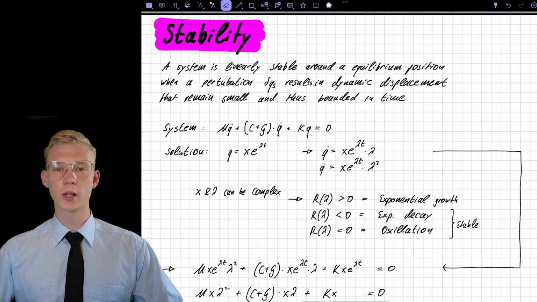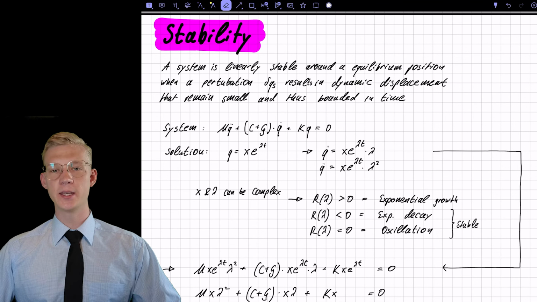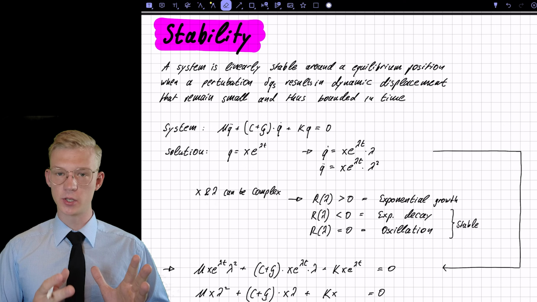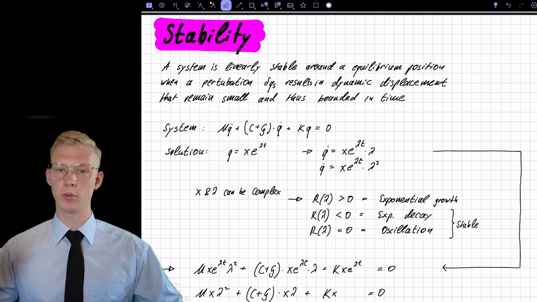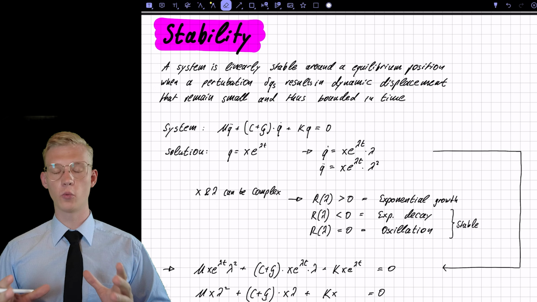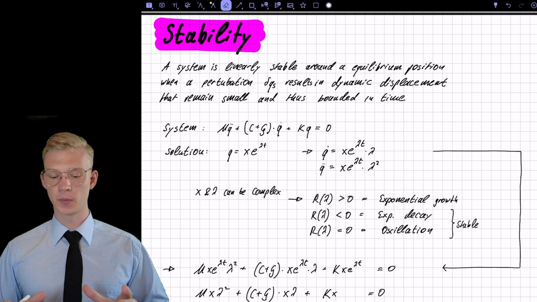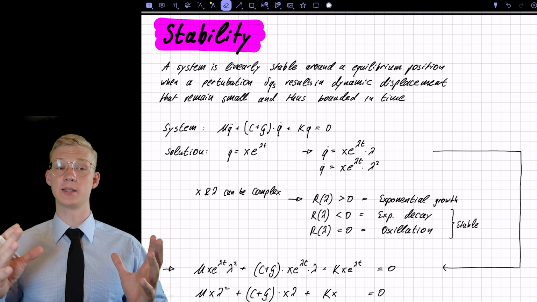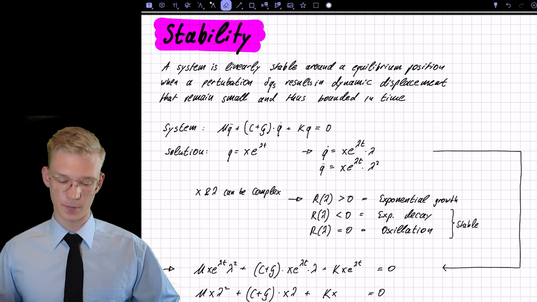Ladies and gentlemen, welcome to Engineering Dynamics. In this video, we will be talking about the concept of stability. We know how to find an equilibrium position, but we don't know if it is stable or not. This video will cover exactly that topic. If we have an equilibrium position, how do we know that it is stable or that it is not stable?